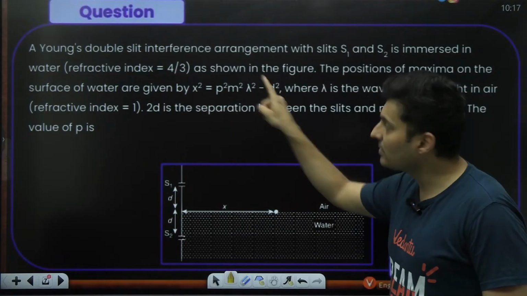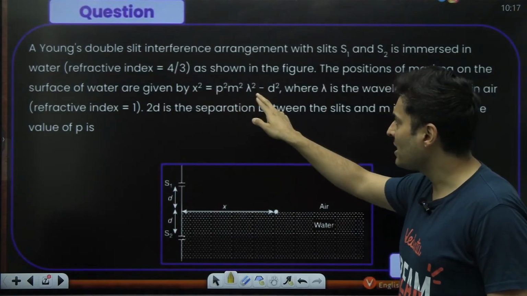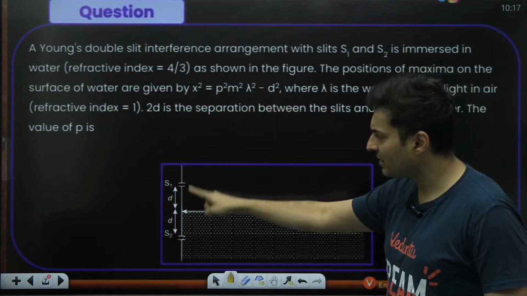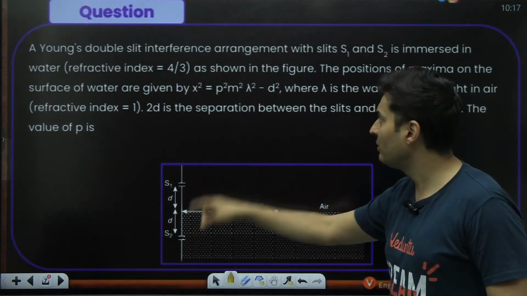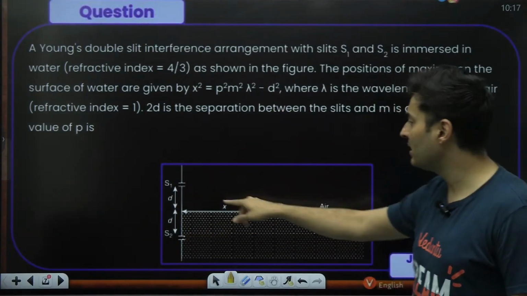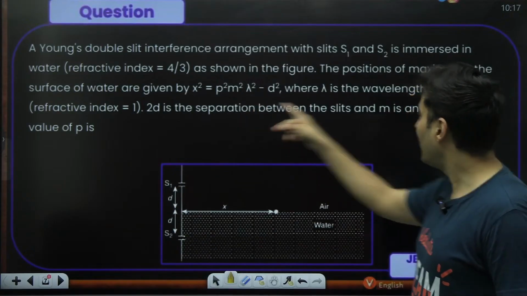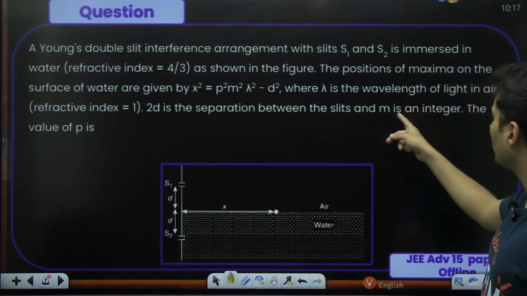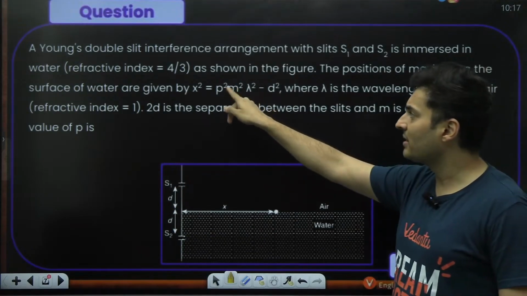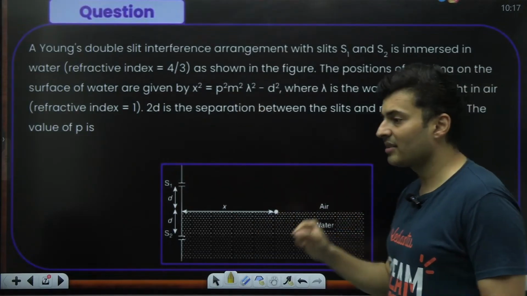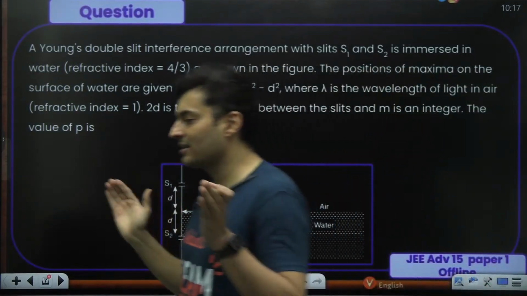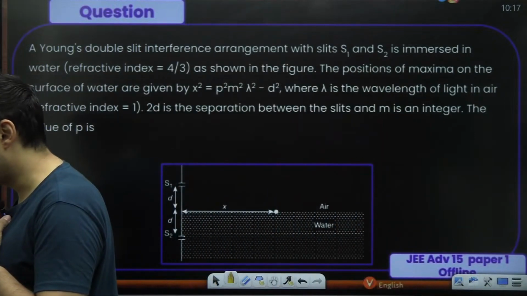This x has a locus: x squared equals p squared m squared lambda squared minus d squared. Here d is half the distance between the slits, or 2d is the distance between the slits. Lambda is the wavelength. m, I think, is some integer, if I'm not wrong. Yes. We have to find what this number p is if x represents the positions of maxima. Okay, let's try to do this.